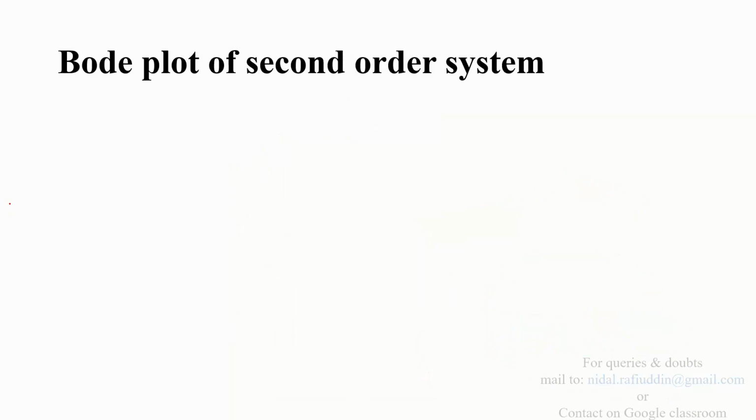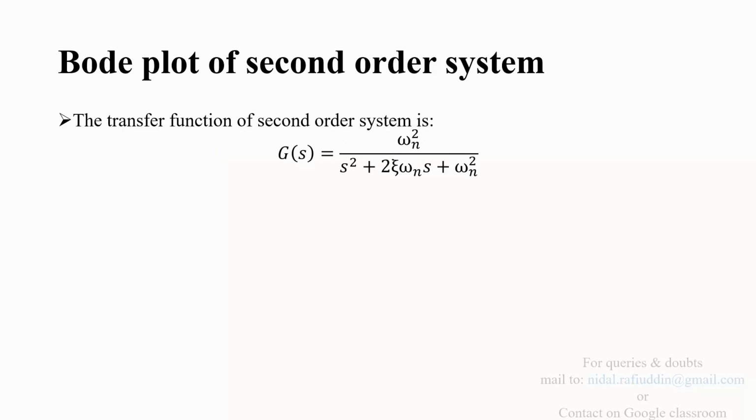Now we talk about the Bode plot of a second order system. If you remember, the transfer function of a second order system was given as G(s) equal to omega n square by s square plus 2 zeta omega n s plus omega n square. This is the standard form of a second order system, and it is something that we kept on discussing right from unit 3. I guess there should be no doubt in how we obtain this transfer function.